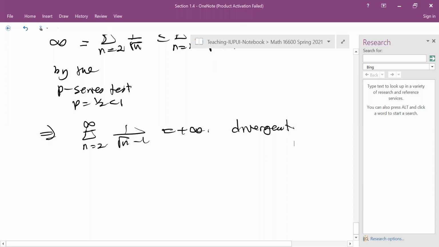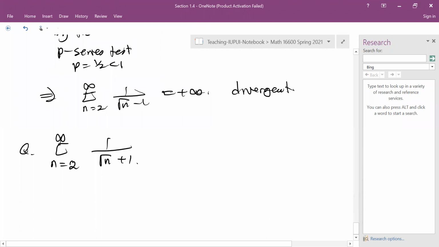Now, if I change it to this, can you show that it's divergent? I think it's still divergent. The question is how do you prove it? Think about it. I'll give you a half minute. You can try to put some ideas in.